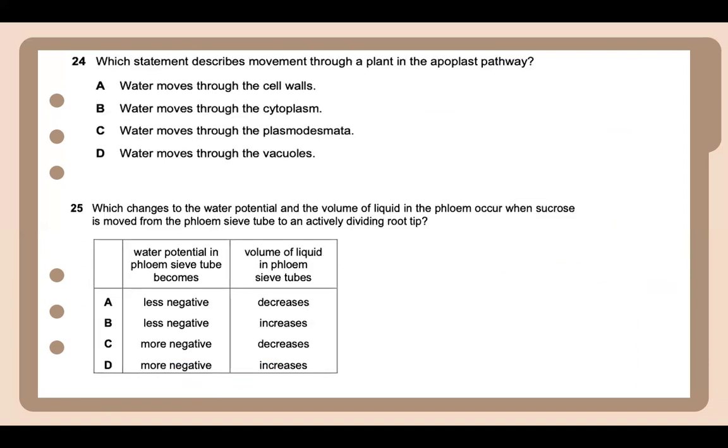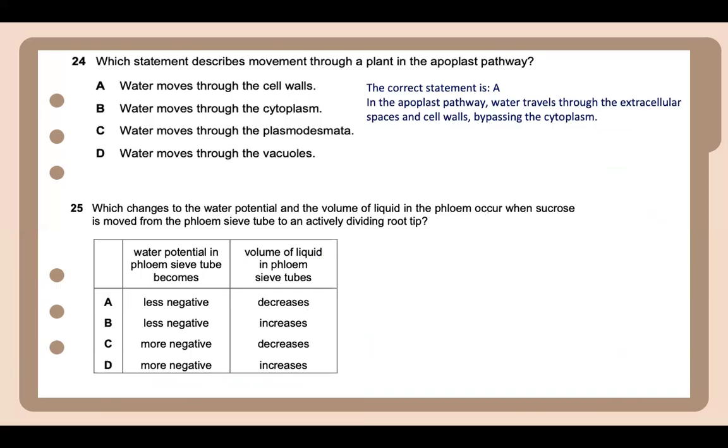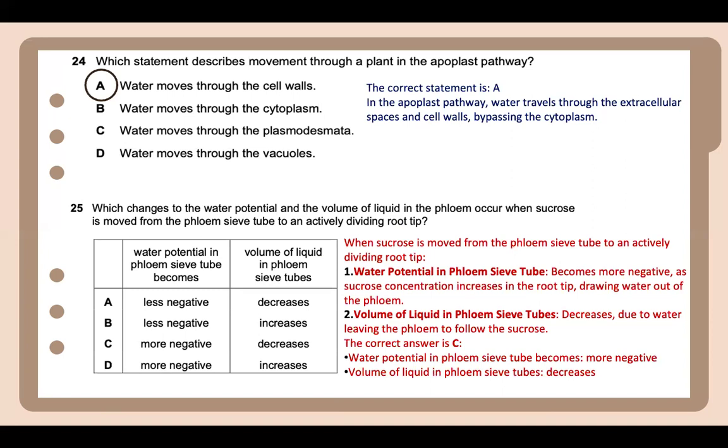Which statement describes movement through a plant in the apoplast pathway? The correct statement is A: water moves through the cell wall. In the apoplast pathway, water travels through the extracellular spaces and cell wall, bypassing the cytoplasm. Which changes to the water potential and the volume of liquid in the phloem occur when sucrose is moved from the phloem sieve tube to an actively dividing root tip?